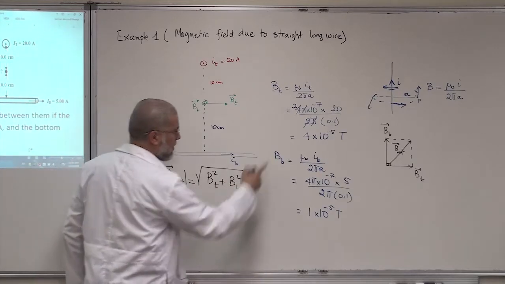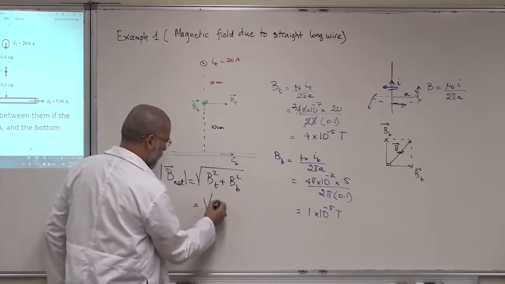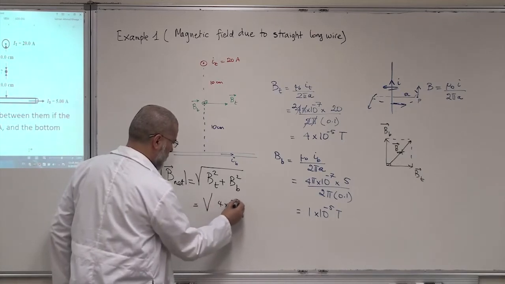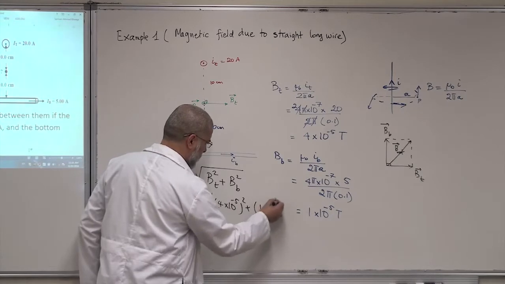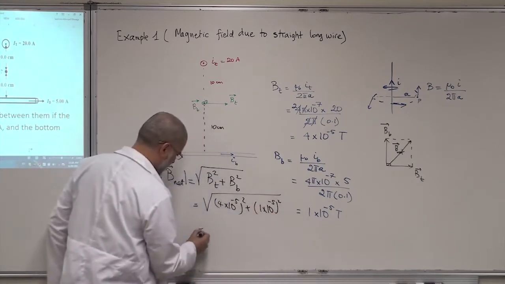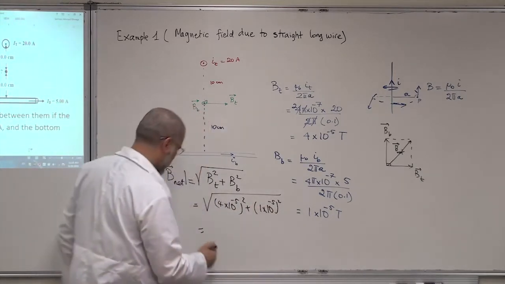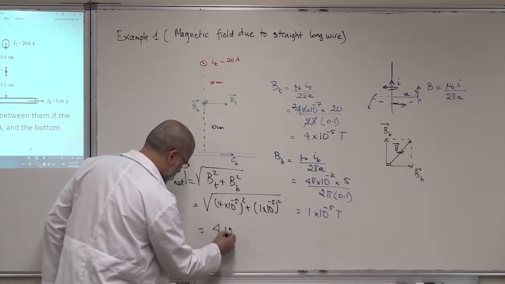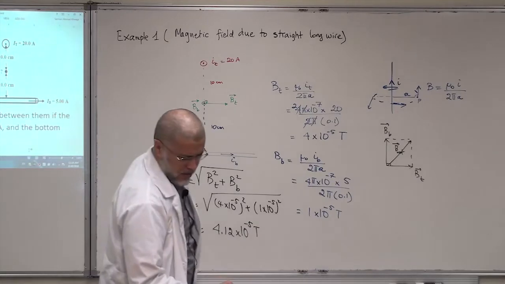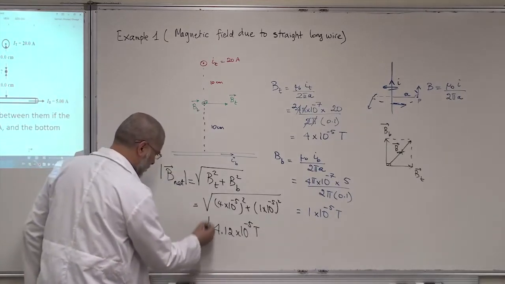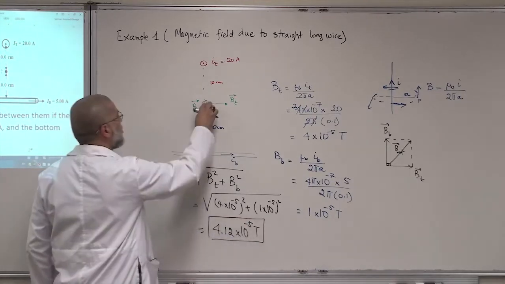So you put the numbers there, square root of what? 4 10 to the power minus 5 squared plus 1 10 to the power minus 5 squared, square root of that, and you should get 4.12 10 to the power minus 5 Tesla. That's the net magnetic field, the magnitude of the net magnetic field at this point here.